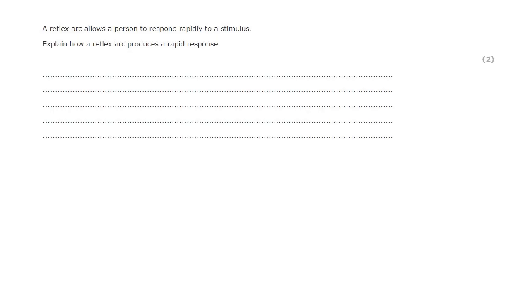So here is another 2-mark question. This is from a previous GCSE exam. The reflex arc allows a person to respond rapidly to a stimulus. Explain how a reflex arc produces a rapid response. So this is for 2 marks. So again, try and think about the 2 most important points that you could make about how a reflex arc works and how it protects you from being harmed by some dangerous stimulus. So pause here, write down that question, 2-mark answer, and then press play when you're done.